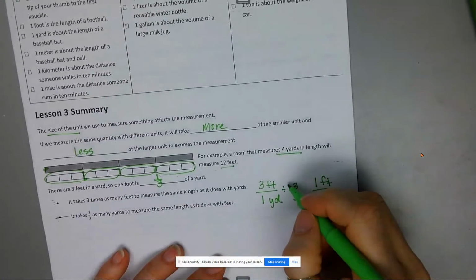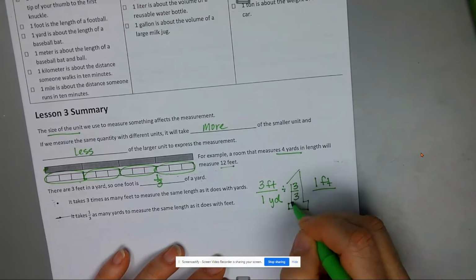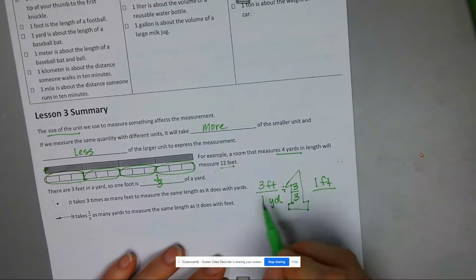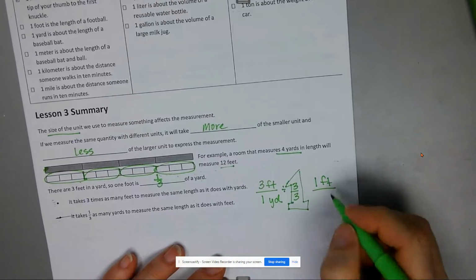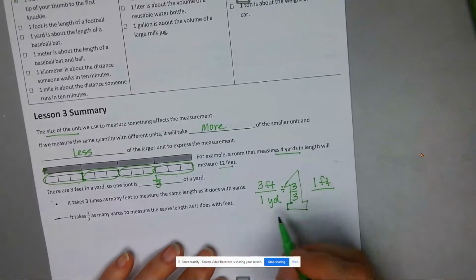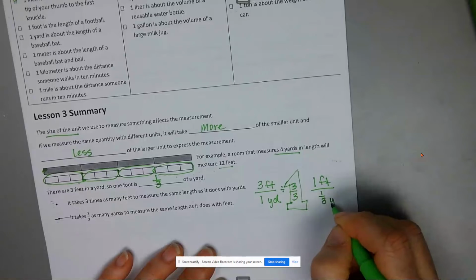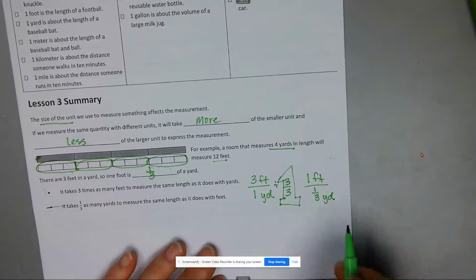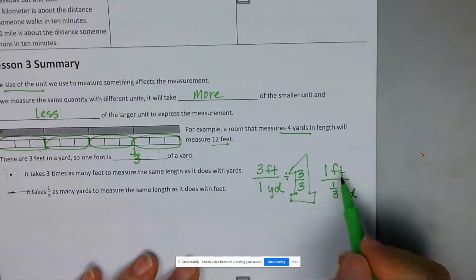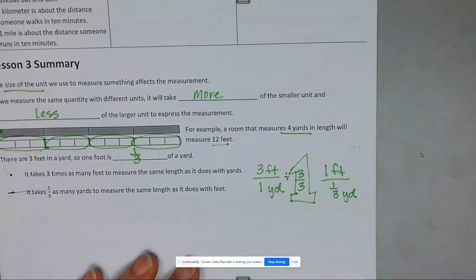Now, some people call this the giant 1. I think I might start talking about that with my classes. And the reason it's called a giant 1 is because 3 divided by 3 equals 1. So if I take a number and divide it by 1, I have not changed the value of the number. It's still an equivalent fraction. And then this becomes 1 divided by 3, which is 1/3. Or if you do a decimal, it's going to be 0.333. I prefer to keep it in a fraction. So 1 foot is equal to 1/3 of a yard, or 3 feet is equal to 1 yard.